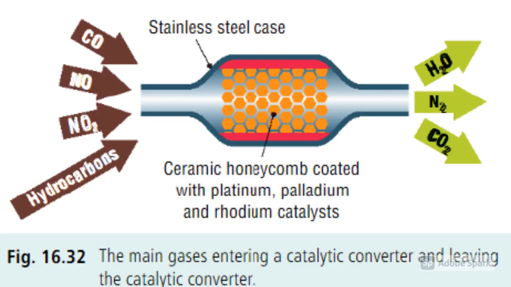When petrol burns in a car engine, harmful gases are produced, including oxides of nitrogen, carbon monoxide, and unburnt hydrocarbons from the petrol, which can cause cancer. To tackle the issue, modern car exhausts contain a catalytic converter. In this converter, the harmful gases are adsorbed onto the surface of catalysts, where they react to form harmless gases. The catalysts speed up the reaction.